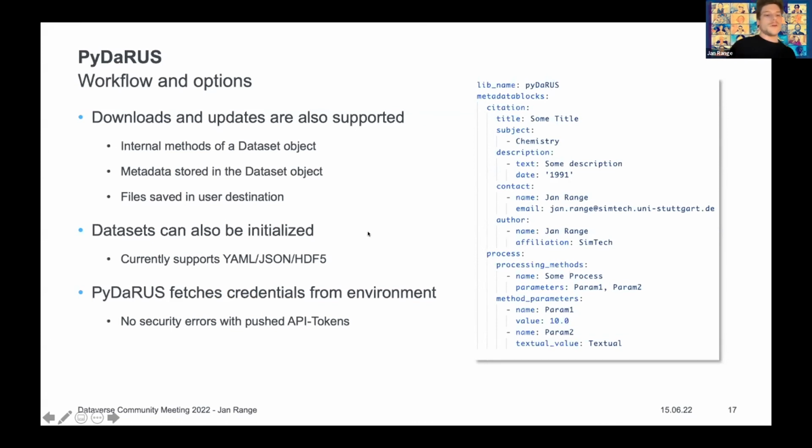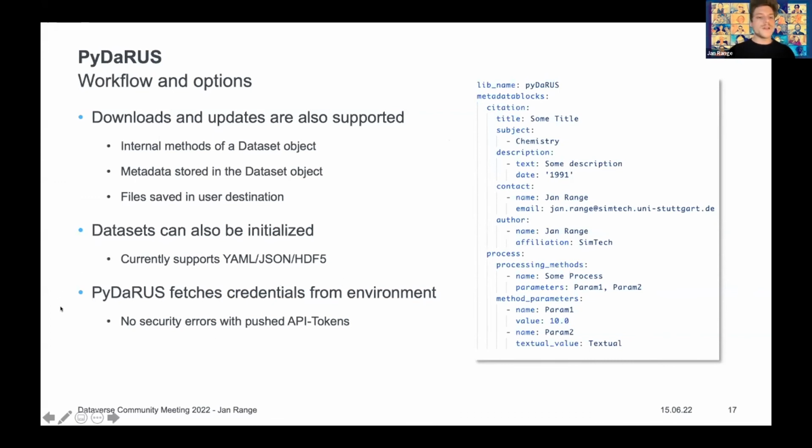Another thing that you can do is that you can initialize these data sets. These are currently supported from YAML, JSON, and HDF5. Here on the right, you can see such an initialization file. This is quite nice for templating, because if you have periodically a release, let's say for a software release, there might be a lot of authors and some other metadata that actually doesn't really change. So you can keep this template right here, mutate it to the way that is best for your new release, and just initialize the data set and you're done.